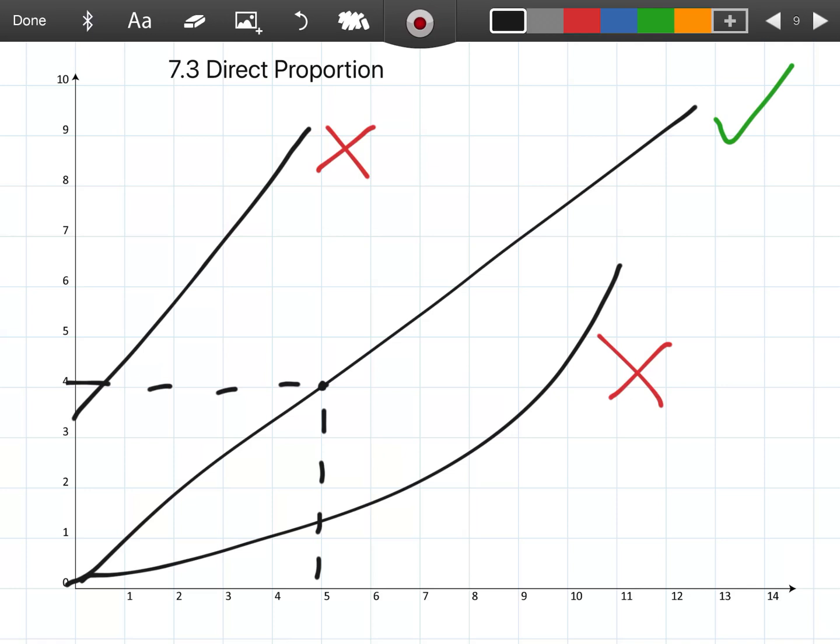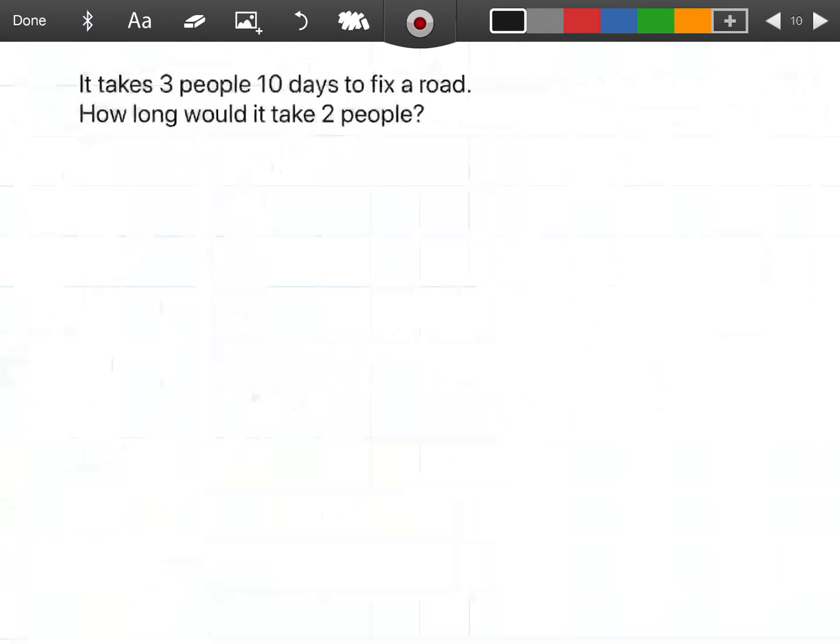And then the last questions, and you may want to take another break here from the video before you look at the video for the last questions. So that's anything from question 8 onwards. Now those last questions look something like this. So they're not direct proportion anymore. They are something called inverse proportion.